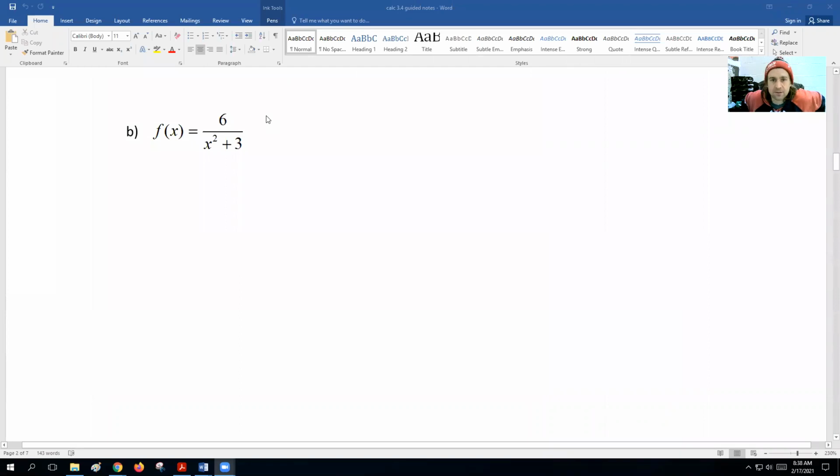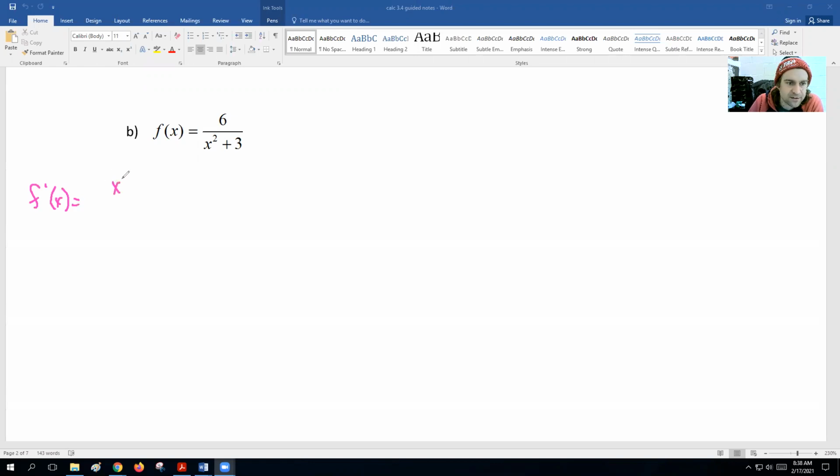Okay, so let's try to do this without looking at Desmos, and then we'll go back and look at a graphing calculator to help us out. Okay, so let's see, 6 over x squared plus 3. That means we have to take the first derivative, and we have to do the quotient rule for this one. So we have low, x squared plus 3, d high, that's 0, that's kind of nice, minus high, 6, and then d low, the derivative of the bottom is 2x, all over low squared, x squared plus 3 squared.